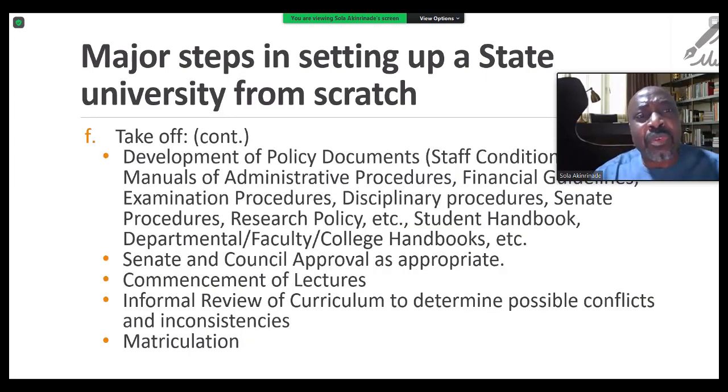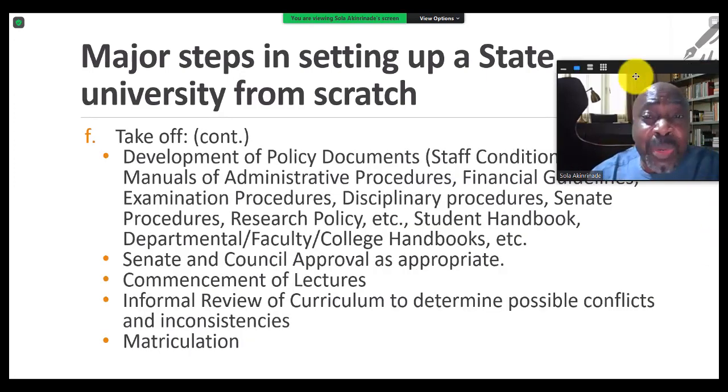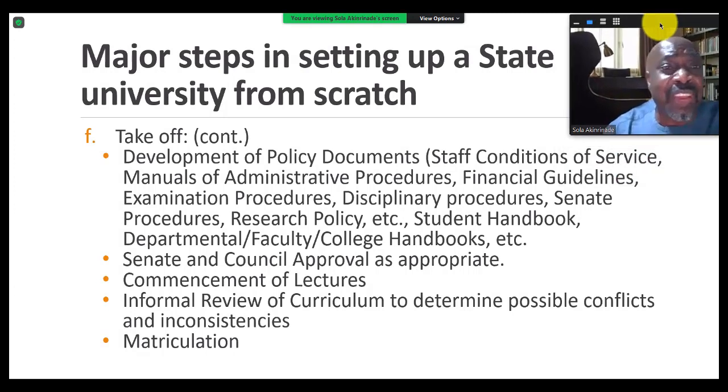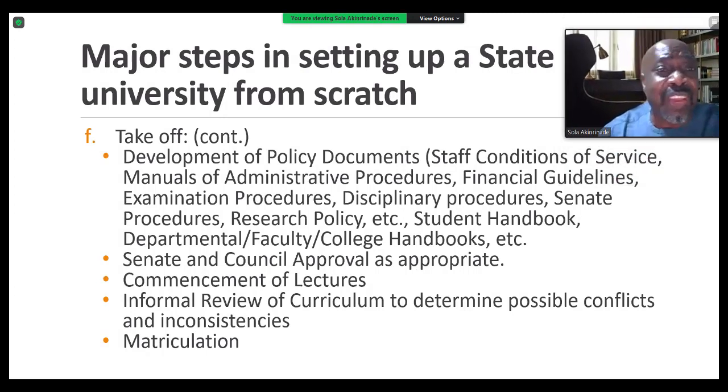Then the takeoff, again, development of policy documents, that is staff conditions of service, manual of administrative procedures, financial guidelines, examination procedures, disciplinary procedures, Senate procedures, research policy, student handbook, departmental, faculty, college handbooks. All of these are things you will need to develop individually. You have the academic brief as your guide, but it doesn't contain things like the student handbook, faculty handbook, and you have to break all of these things down. Then Senate and Council approval as appropriate for those policy documents that are developed.